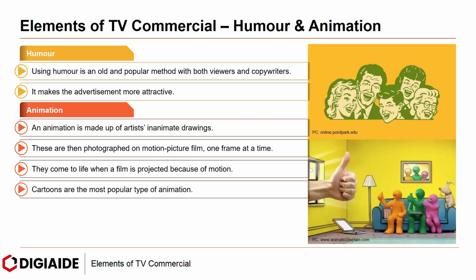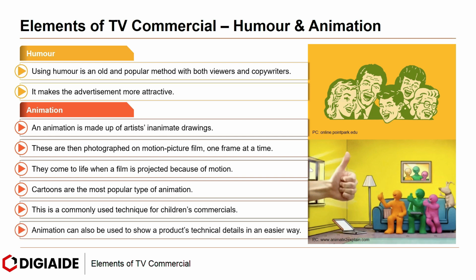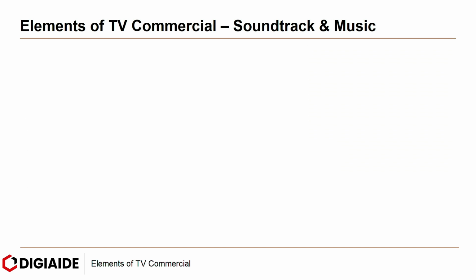Cartoons are the most popular type of animation. This is a commonly used technique for children's commercials. Animation can also be used to show a product's technical details in an easier way. And finally, we move on to the last elements, soundtrack and music.